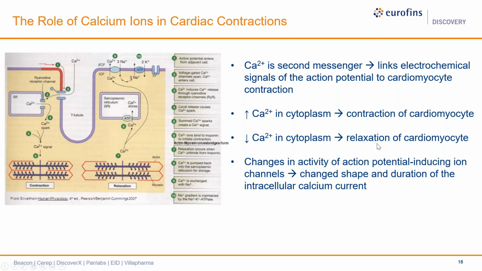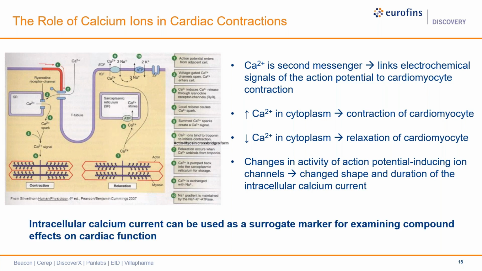And so calcium is basically acting as a second messenger, and it links the electrochemical signals of the action potential to the cardiomyocyte contraction. And importantly, changes in the activity of action potential inducing ion channels will also result in a changed shape and duration of the intracellular calcium current. And so for this reason, the intracellular calcium current can be used as a surrogate marker to examine compound effects on cardiac function.